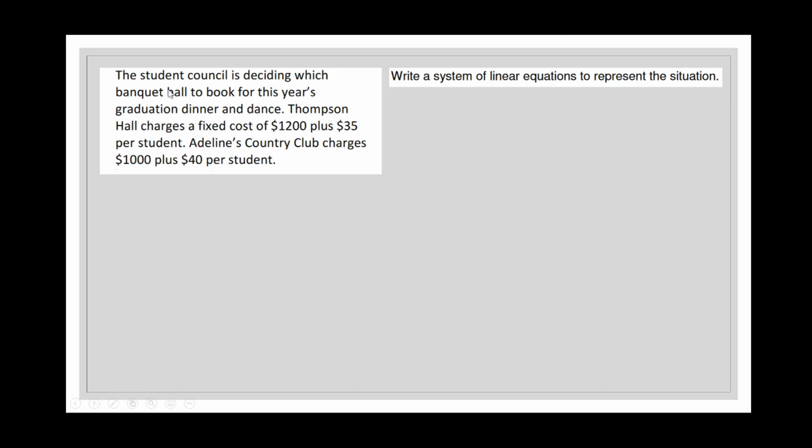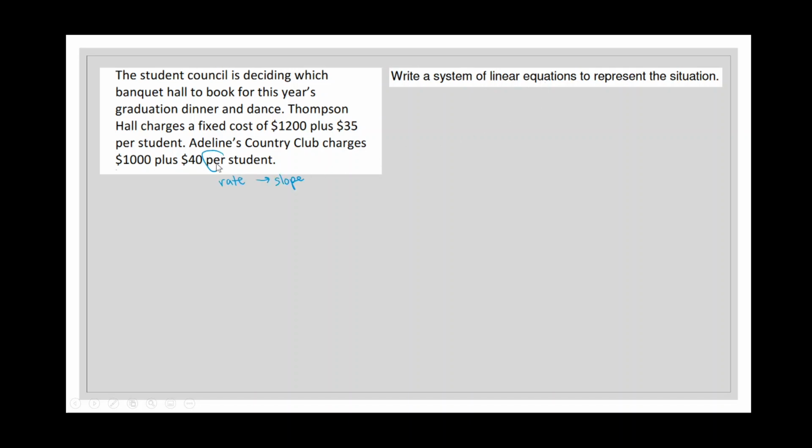Student council is deciding which banquet hall to book for this year's graduation dinner and dance. Thompson Hall charges a fixed cost of $1,200 plus $35 per student, or per guest, I guess it should read. Adeline's Country Club charges $1,000 plus $40 per student. We want to write a system of linear equations to represent the situation.